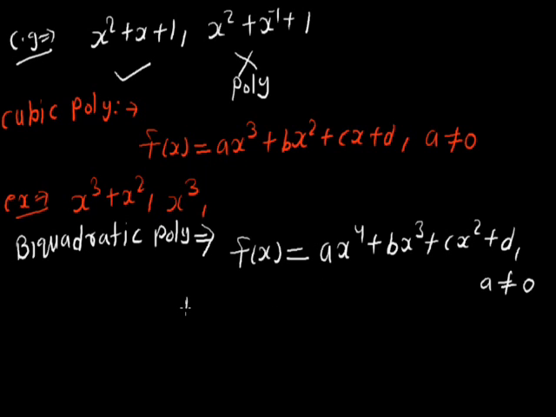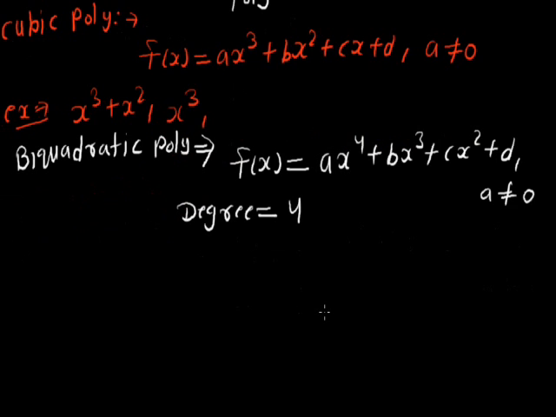So what is the degree of this biquadratic polynomial? Here the exponent of the variable x is 4 and the coefficient a is not equal to 0. So the degree of this biquadratic polynomial is equal to 4. Now, what are the examples of biquadratic polynomials? We can write any polynomial which has degree 4, like x to power 4 plus x to power 3. It is our biquadratic polynomial. And what are the other examples? x to power 4, which simply has number of terms equal to 1, but it doesn't matter for us.